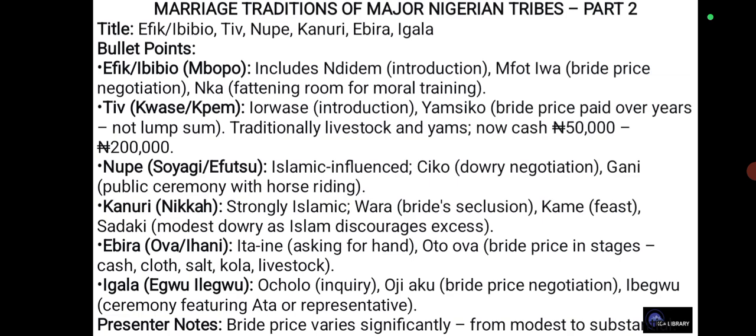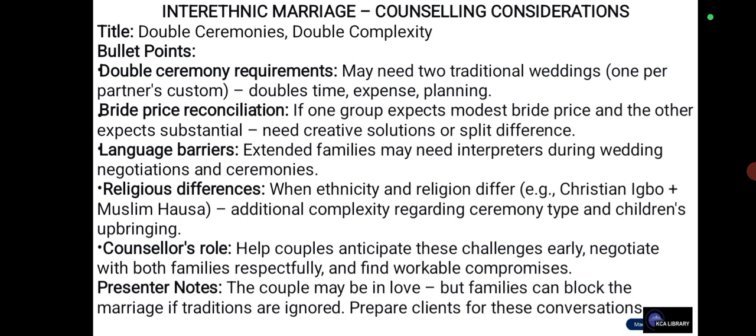For the Nupe, which has Islamic influence, they negotiate the dowry. So that is it. Then for the Igala, they do bride price negotiation, then they do a ceremony. So bride price varies significantly from modest to some standard ones.